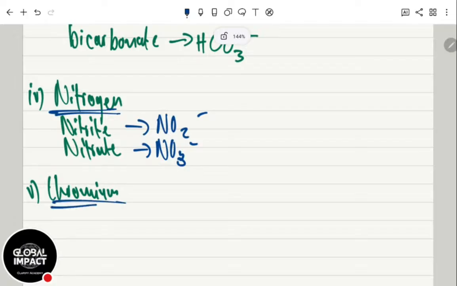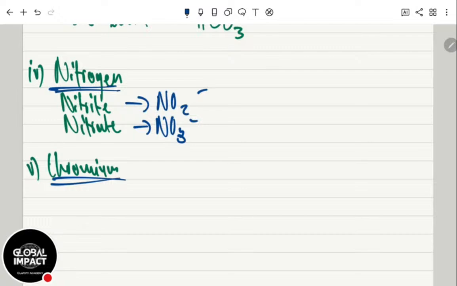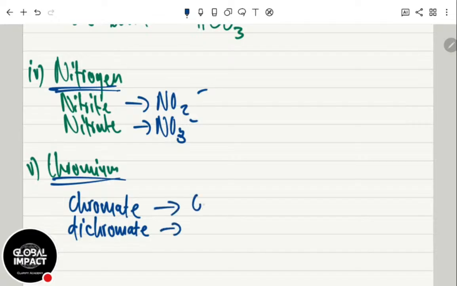Then I also have to know chromium. There's no running away. You won't be given this. You have to remember. Yes, for real. For chromium, what do I need to know? You need to know that there is chromate and dichromate. It's not bicarbonate. It's dichromate. Chromate is just going to be CrO4. This will now be Cr2O7. And both of them are 2 minuses.